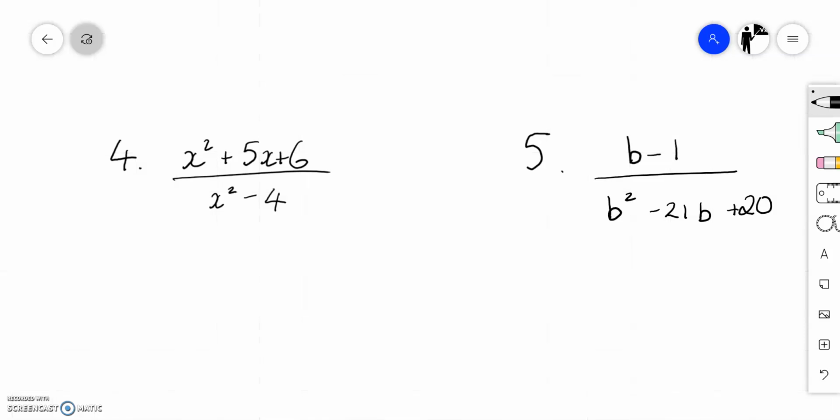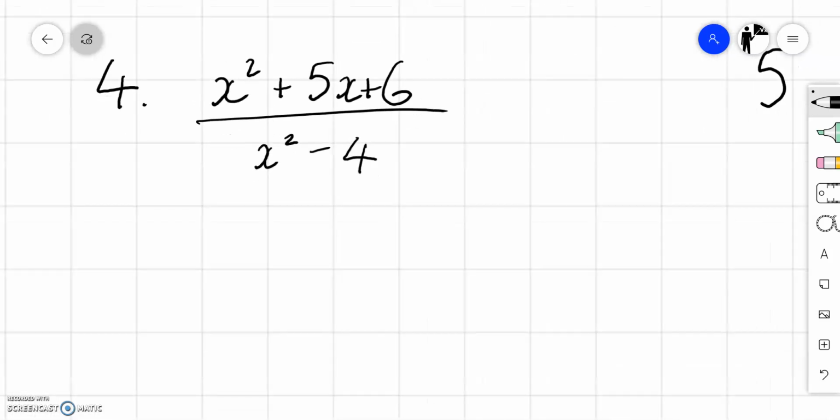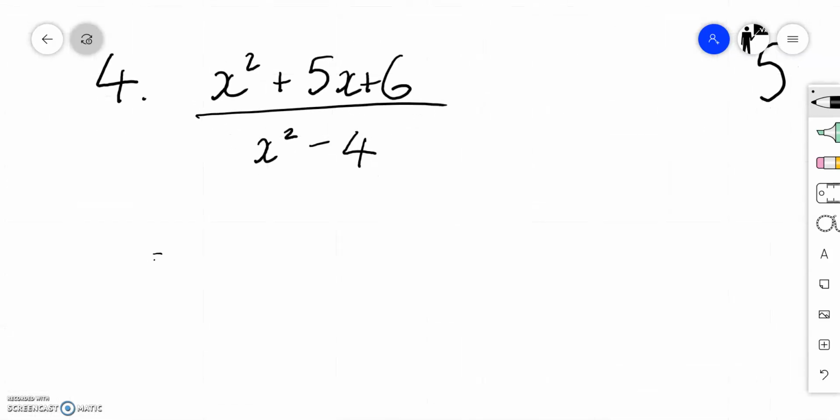2 final examples. x squared plus 5x plus 6 over x squared minus 4. So in order to simplify this, we need to factorise. You cannot just go ahead and simplify your x squareds. They need to be factorised. Let's have a look at our numerator. Is there a common factor? No. Is there a difference of squares? No. So it's going to be a trinomial.